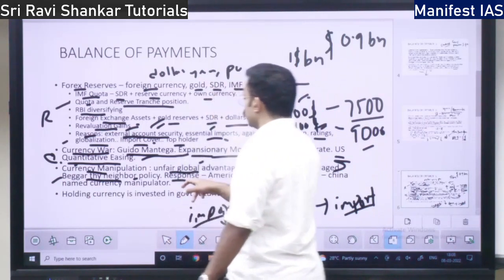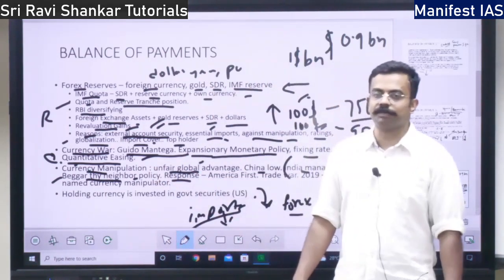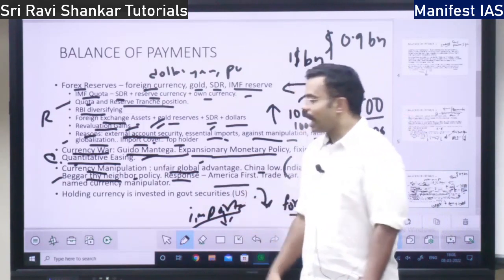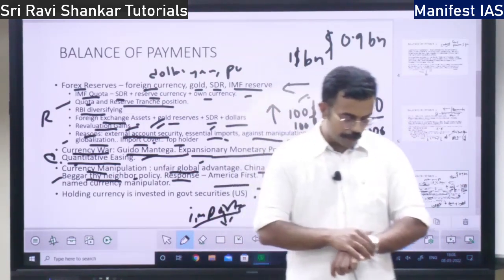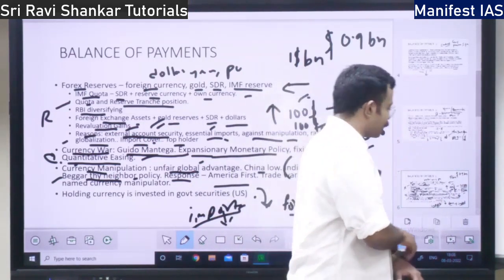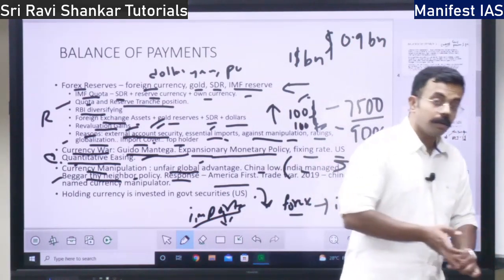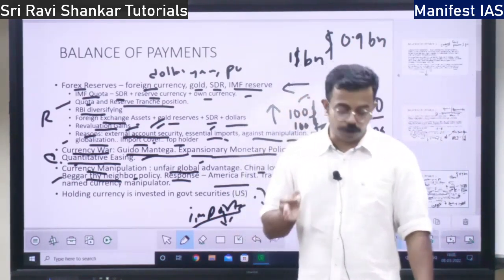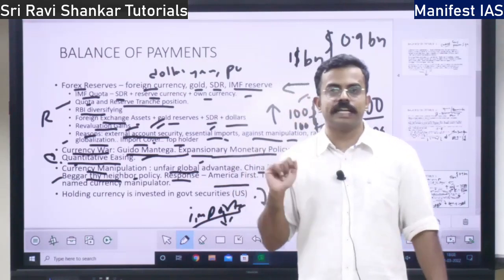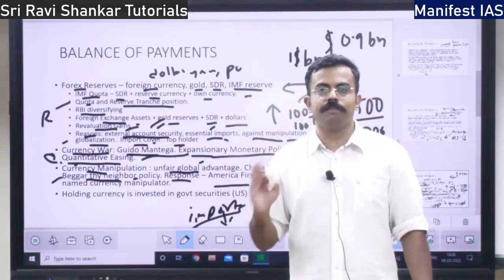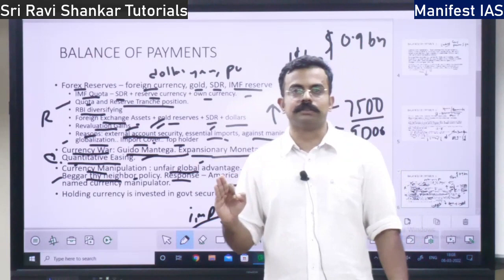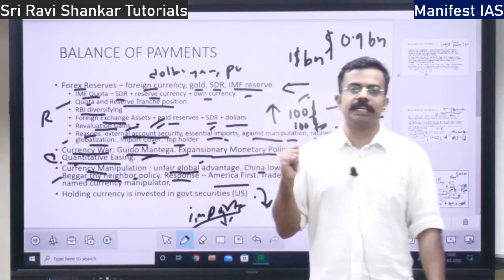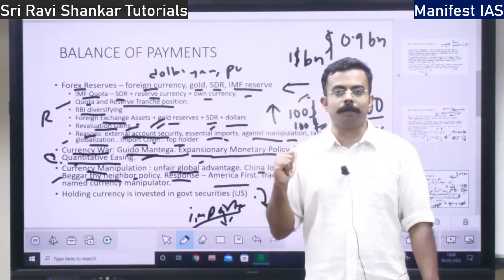Then response. What is the response to China's currency manipulation? America started America first. What is America first? We have to procure only American goods, not Chinese goods, and we have to give employment only to Americans. That is the America first policy started by Donald Trump, right?